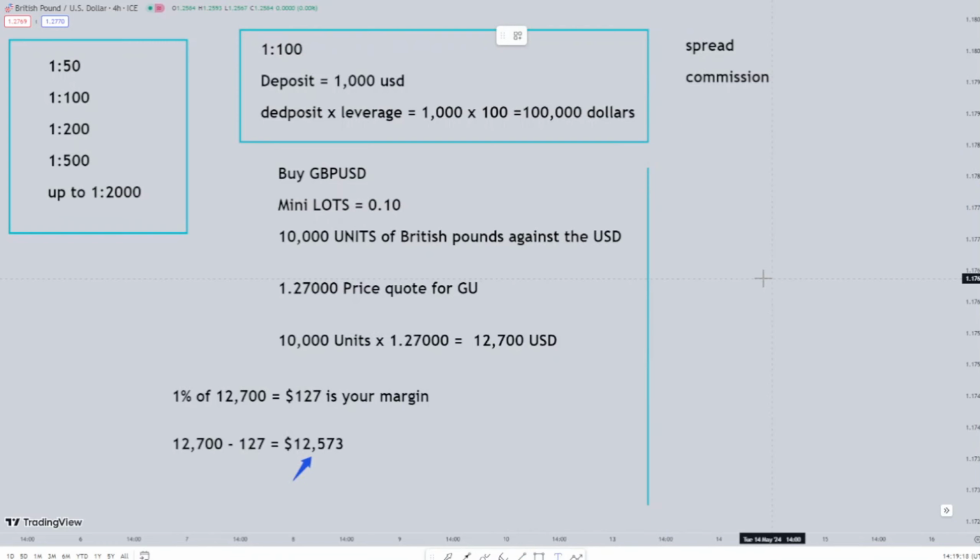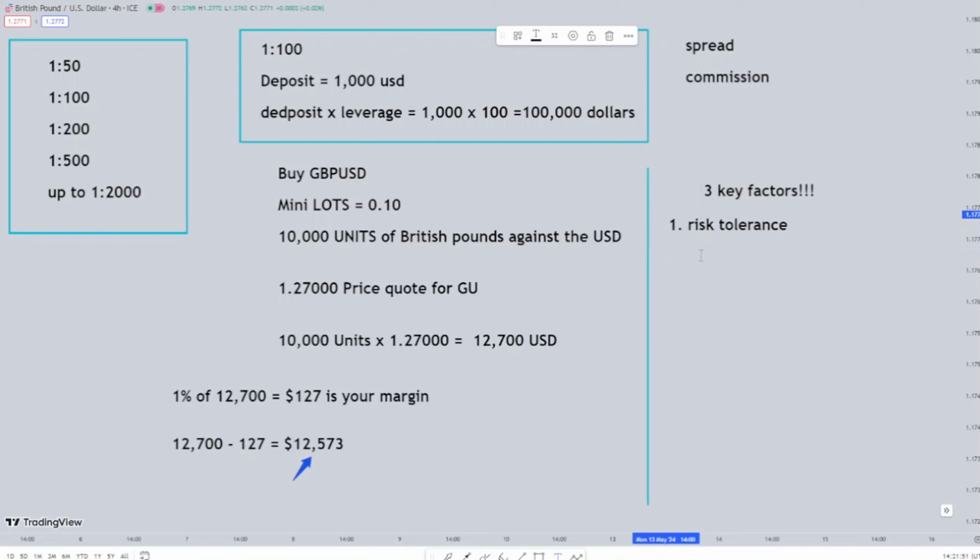Now, to determine the right leverage for your trading account, you must consider these 3 key factors. One is your risk tolerance. You need to assess your comfort level with potential losses, because the higher your leverage, the higher the profit you make, and also the losses. So you need to work on your risk tolerance first before you can decide on the leverage size to use.